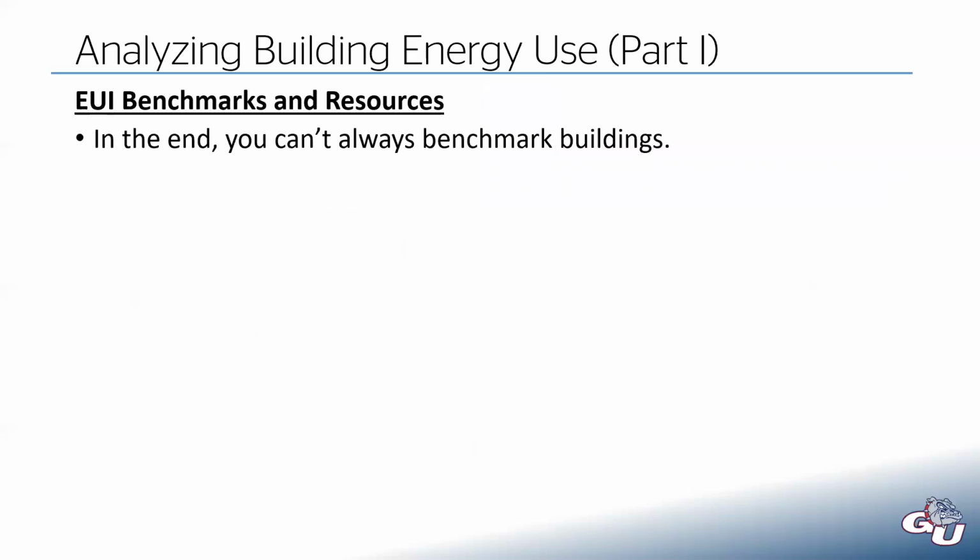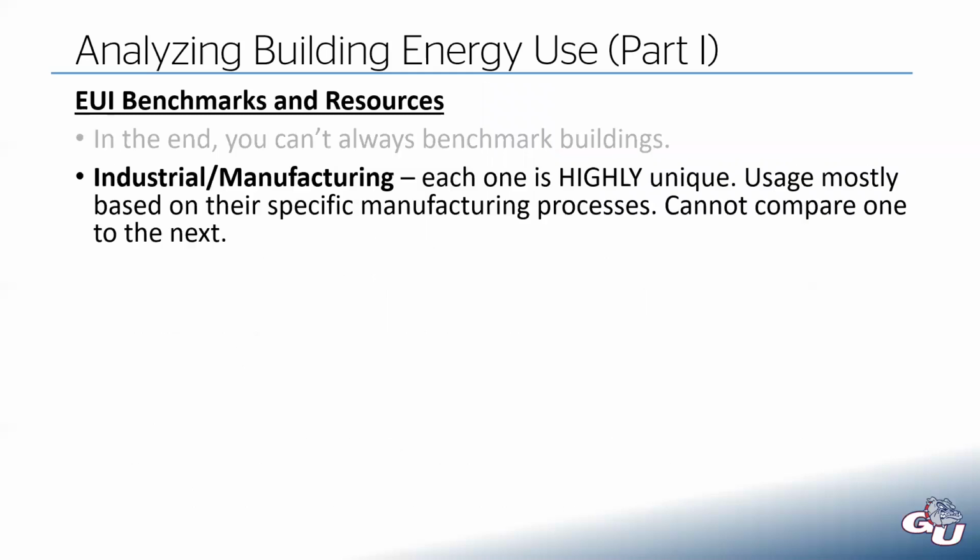And bottom line, you can't always benchmark. Some prominent examples: industrial and manufacturing. Every single one of those buildings is a magic unicorn, the only building like that in the world. So just because you have two manufacturing facilities that are 100,000 square feet, you can't really compare them because they're probably making different things. They have different process equipment. So there's no good way to benchmark those types of facilities.